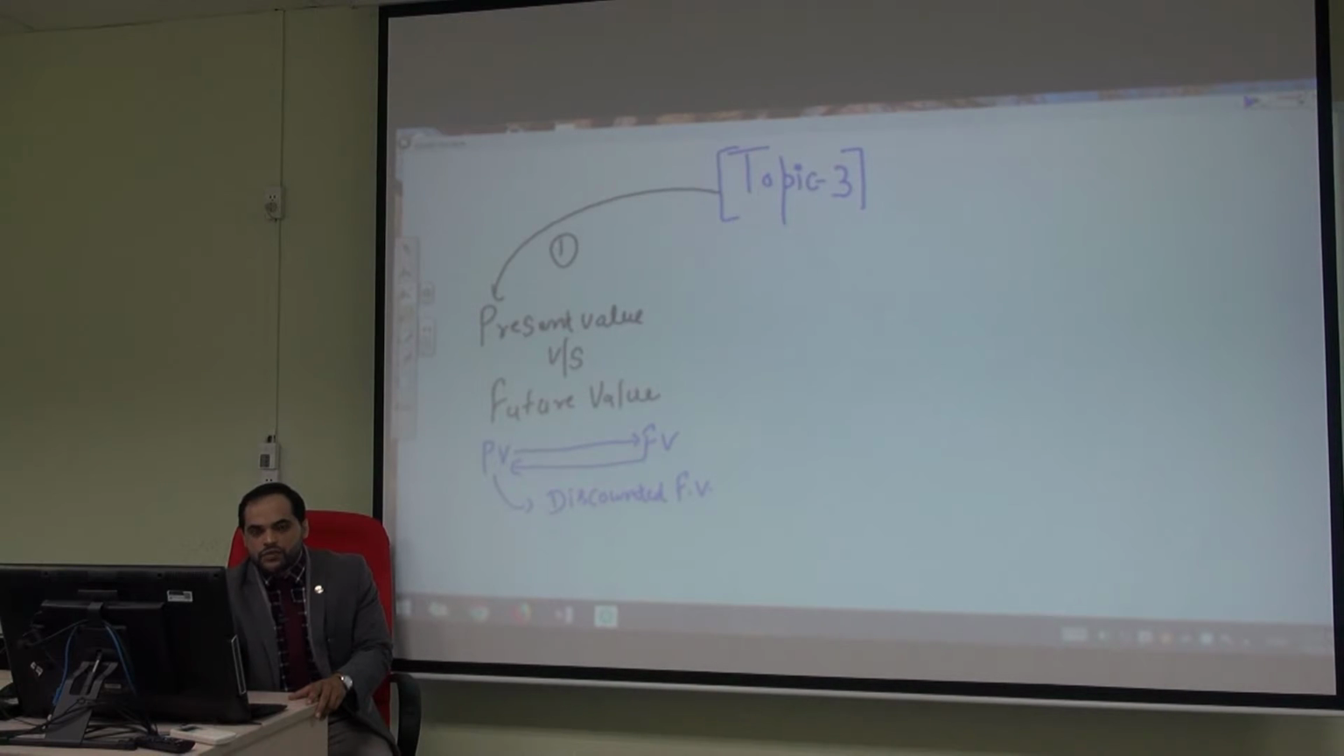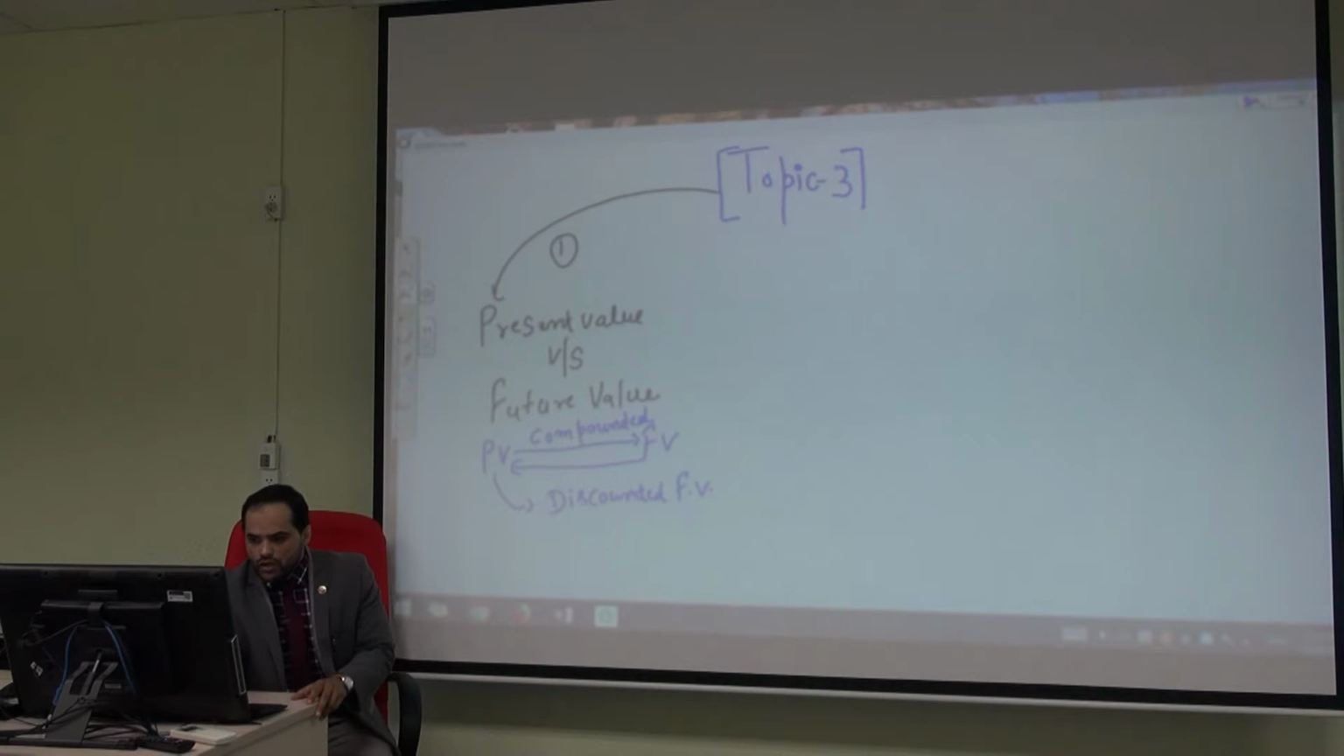Another way to explain future value is that if you compound the present value, that is called the future value. Compound means the interest increases the principal amount. So whatever will be the value of the principal amount in the future, that's what you call the future value. We can call it the compounded present value.